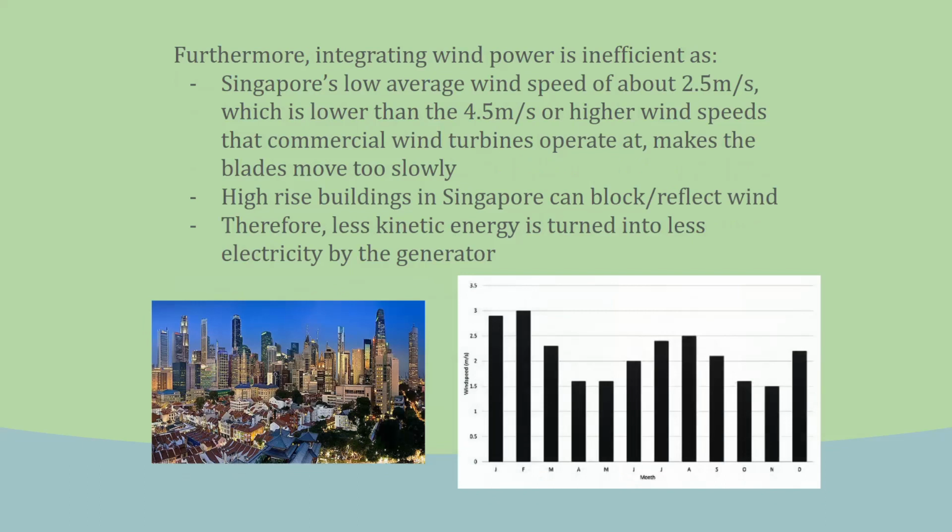Integrating wind power in Singapore is also not efficient. This is because Singapore's low average wind speed of about 2.5 meters per second is too slow for commercial wind turbines that operate at about 4.5 meters per second. High-rise buildings present in Singapore can also block or deflect winds. This ultimately causes less kinetic energy from the winds to be turned into less electricity by the generator.